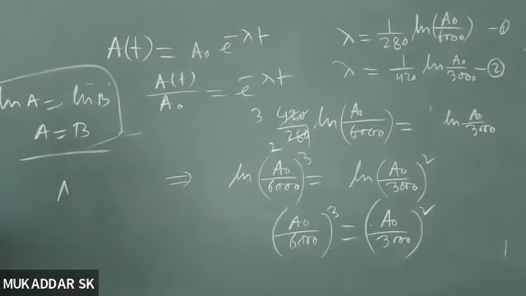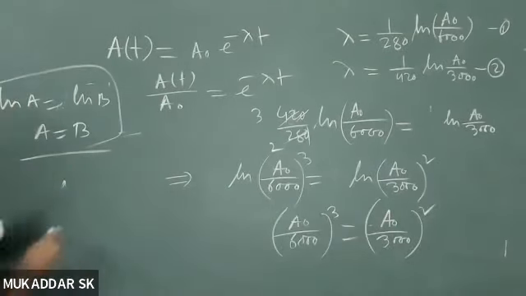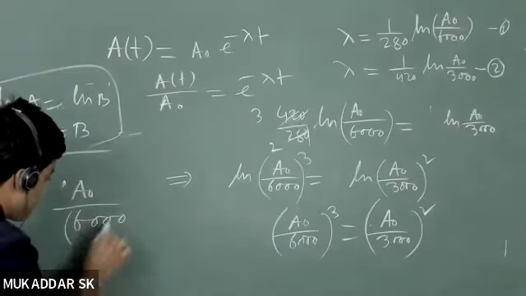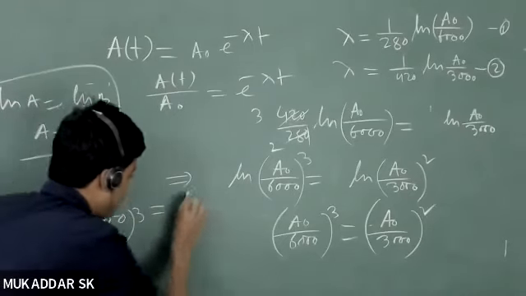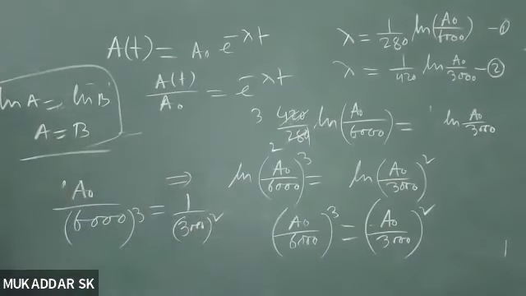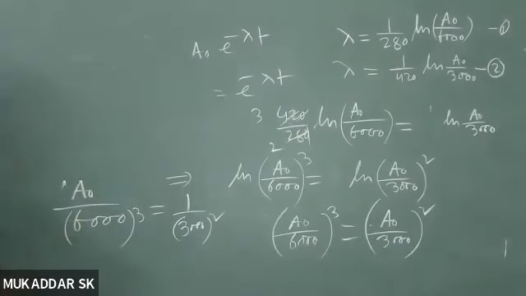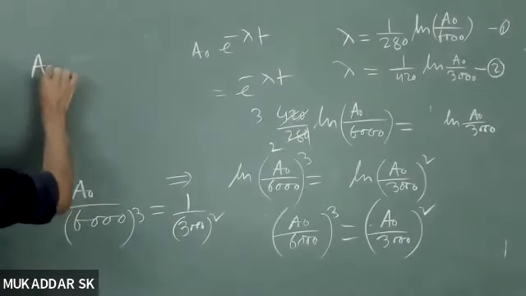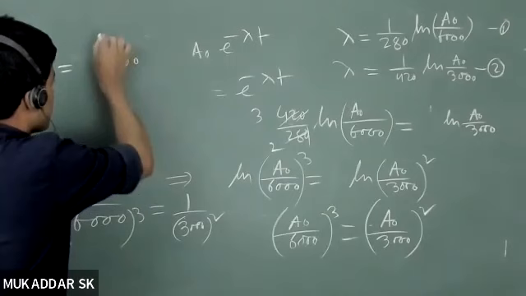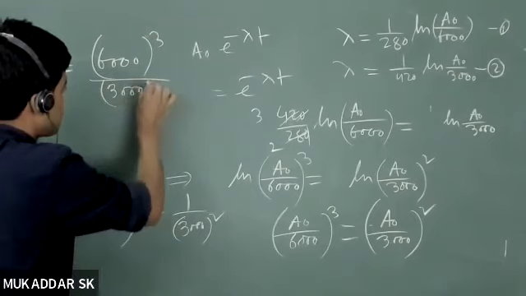You'll have this kind of scenario. A naught by 6,000 to the power cube will be equal to 1 by 3,000 to the power square, right? So it means you will have the initial activity that is asked, and that will be 6,000 cube divided by 3,000 square.